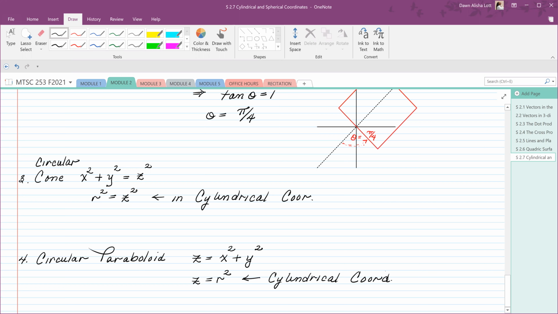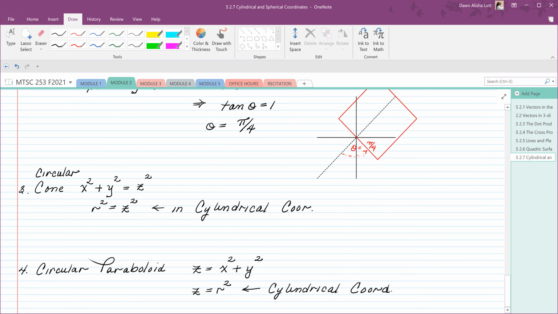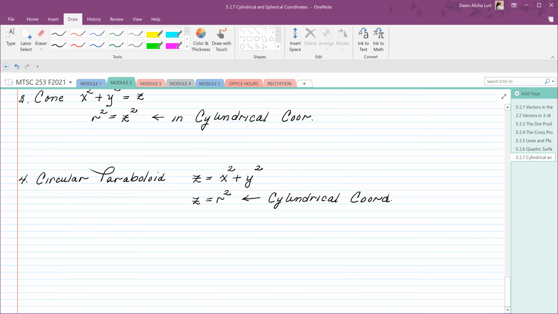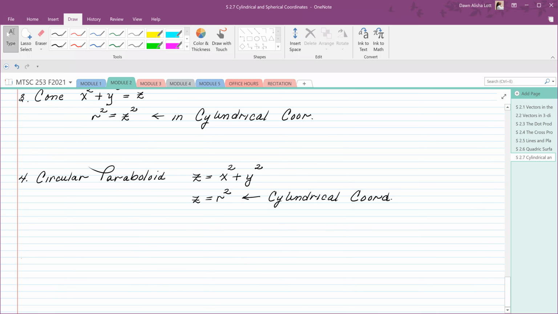Okay, do you have any question about any of these? No, not right now. Okay, I'm gonna do one more. So I'm gonna do a sphere. So we get x squared plus y squared plus z squared is equal to a squared. So that's a sphere of radius a.